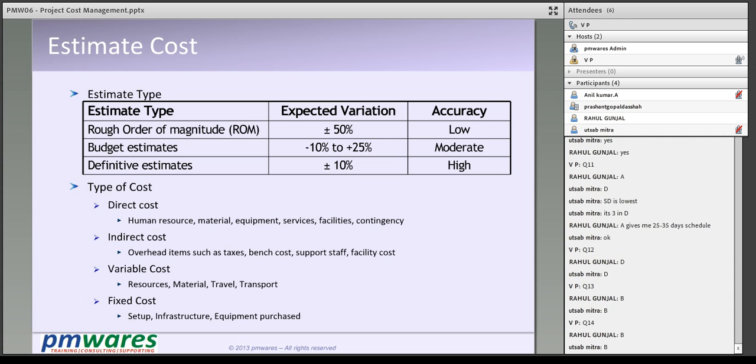Before we go into this, we also understand what is the direct cost, what is indirect cost, variable and fixed cost. What is the direct cost? The direct cost is the cost which is being spent directly because this project is getting executed. So the human resource, the resources on the project, direct cost. The material we procure for the project, the equipments we bought or hired because of the project, any service facility, contingency, even the training.